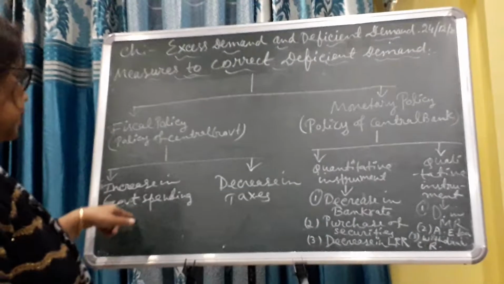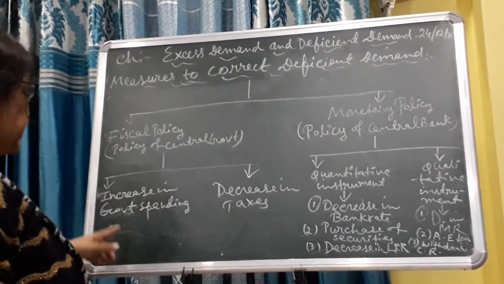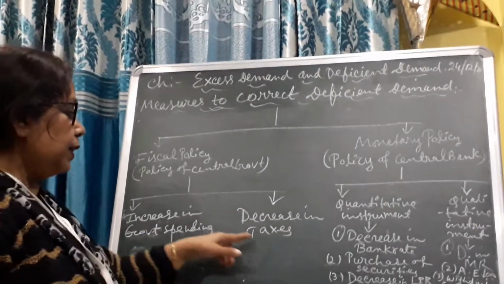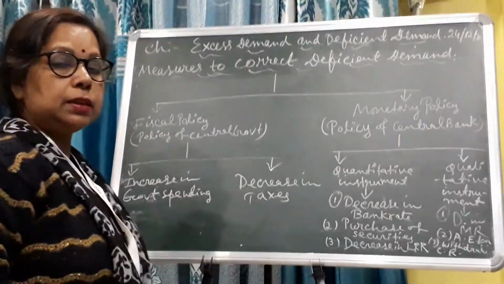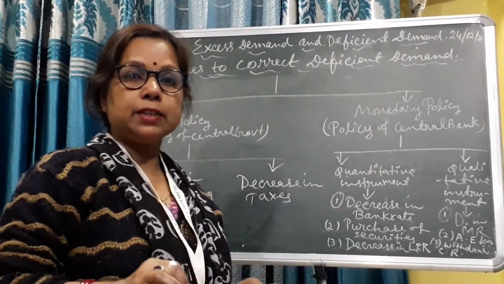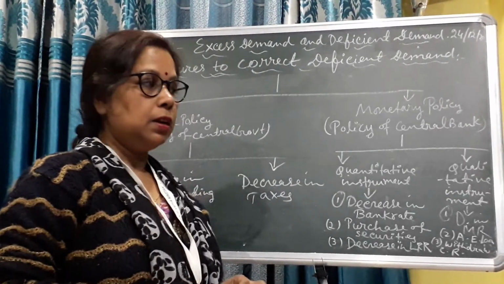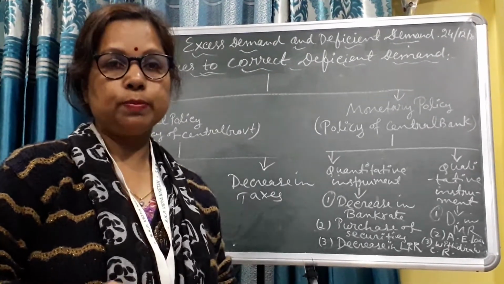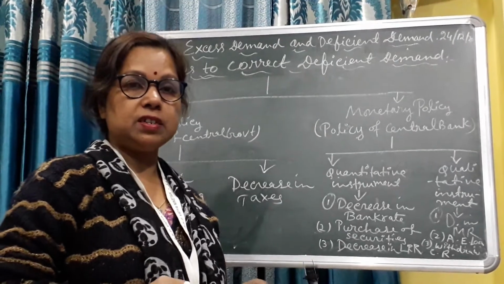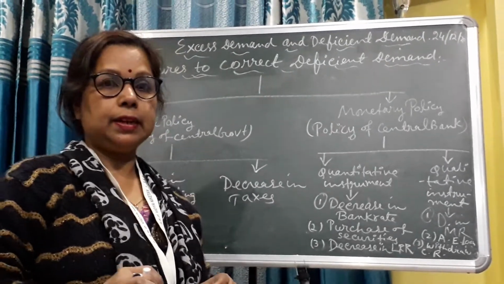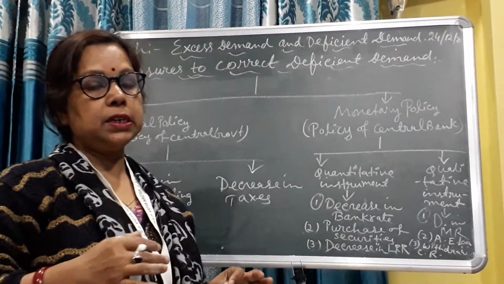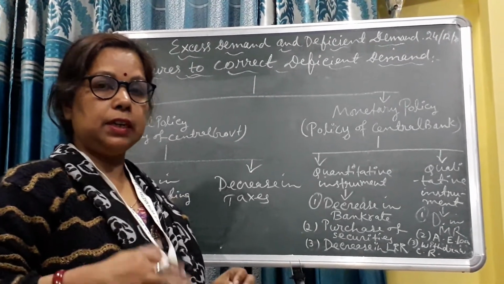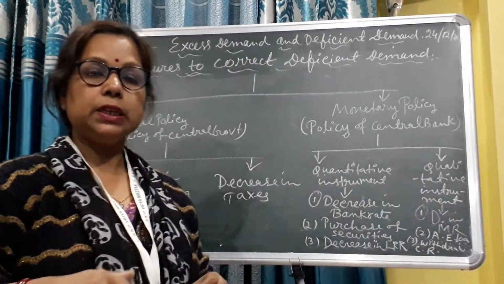In fiscal policy, there are 2 points I have written here. Number one, increase in government spending and decrease in taxes. Increase in government spending means that the government has to increase the expenditure. In what way? The government sometimes makes dams, flyovers, roads, railways, and also schools, colleges, hospitals. So in such a way, the government increases the expenditure, and the level of income of the public increases.